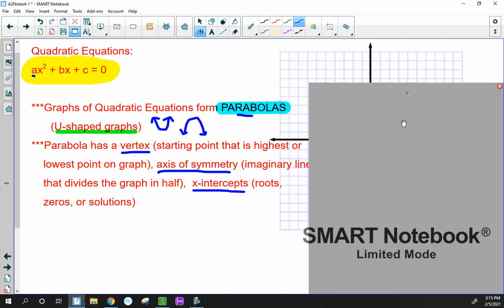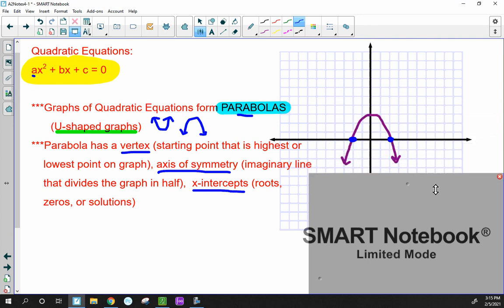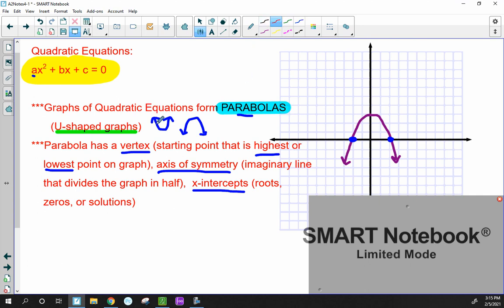A parabola has a vertex, which is the starting point, that is the highest or lowest point on the graph. The vertex of the parabola, again, is the highest or lowest point on the graph. That depends on the shape of the parabola. If the parabola is opening upward, then the vertex will be at the bottom of the graph, meaning it's the lowest point. If the parabola is opening upside down, the vertex is the highest point on the graph. An axis of symmetry is an imaginary line that divides the graph in half. And so that line we usually use like a dash line to illustrate that.